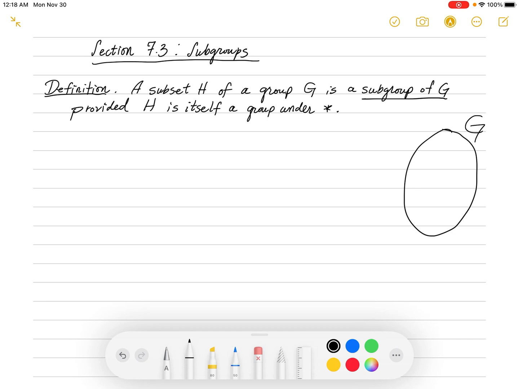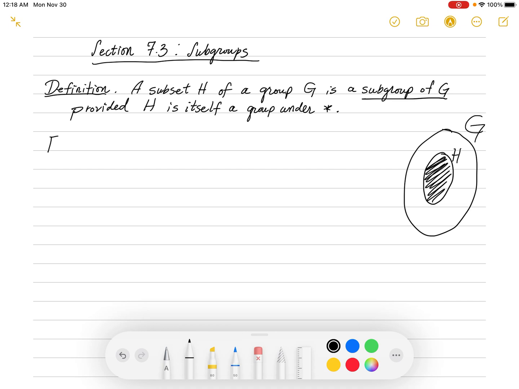So the idea is you have a group G. So that's a non-empty set with some operation we call star that satisfies 4 axioms. So a subset H of a group G is a subgroup of G, provided H is itself a group under star. So the idea is you have this set H inside of G, and it is itself acting as a group under the same operation. So it's basically a group within a group, and they have the same operation.